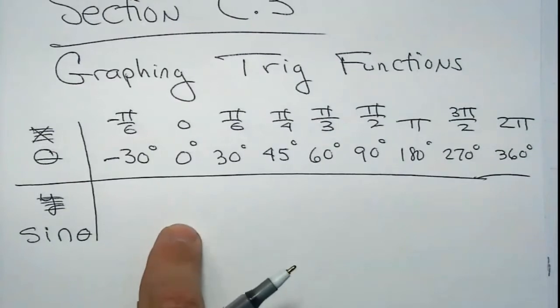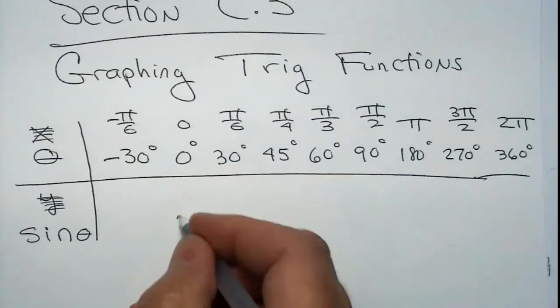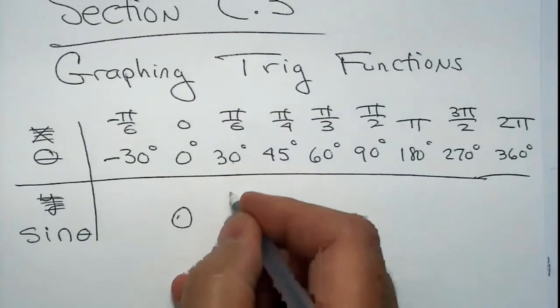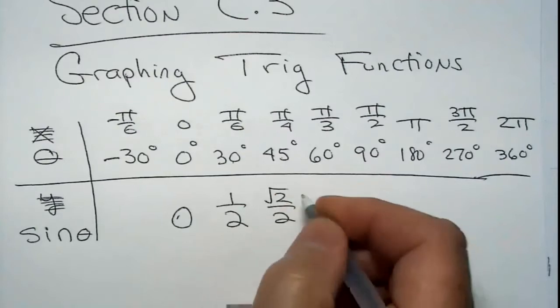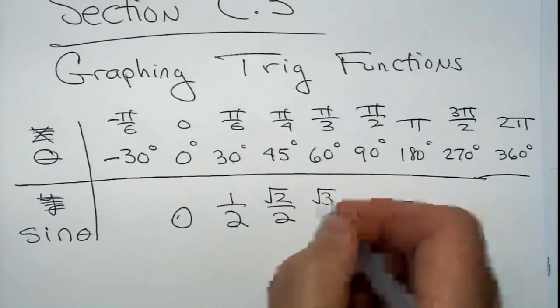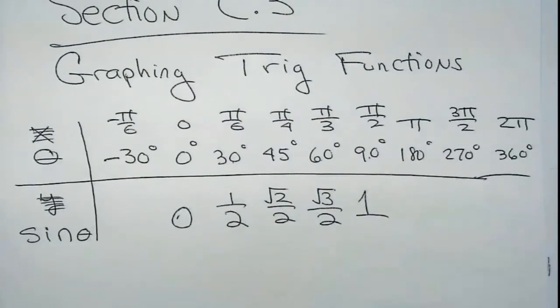Now, we should know the sine for these 5 common angles. The sine of 0 is 0. The sine of 30 degrees is a half. The sine of 45 is square root of 2 over 2. The sine of 60 is square root of 3 over 2. And the sine of 90, if you look at that table, is 1.